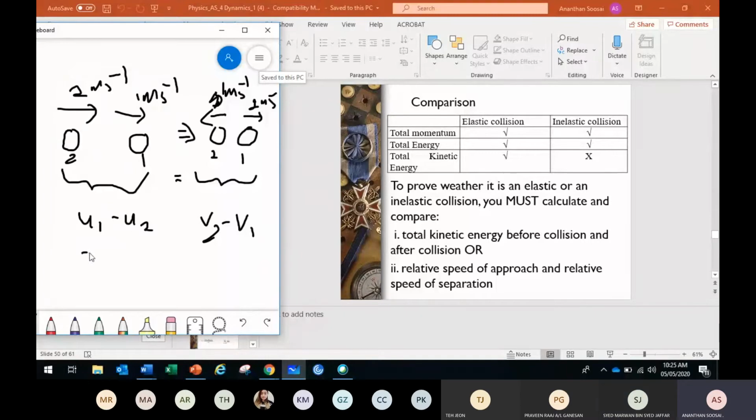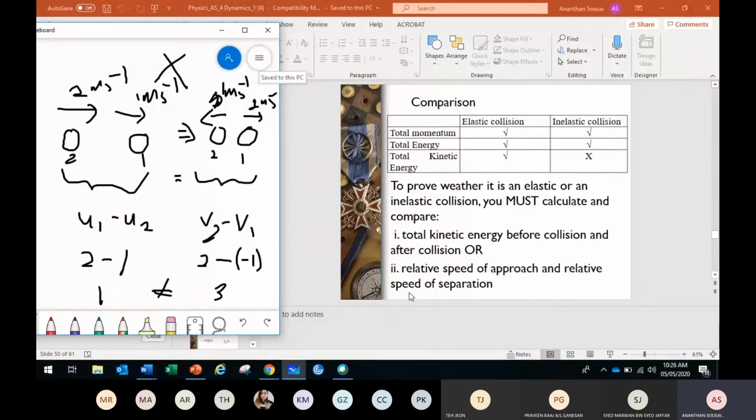You want how much? U1 minus U2 is how much? 1. So U1 minus U2 is 1, so the relative speed of approach is 1. After collision, what is your V2? V2 is 2 meters per second, to the right, so just write 2. Minus V1, which is 1 to the left, so we write minus minus 1, so therefore it becomes 3. So the relative speed of separation is not the same as the relative speed of approach. Therefore, this is not an elastic collision.